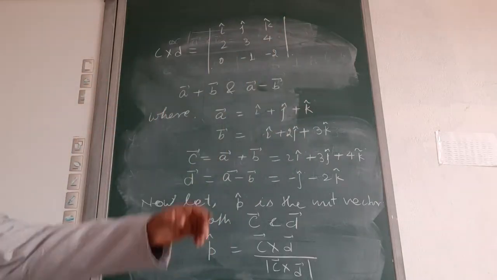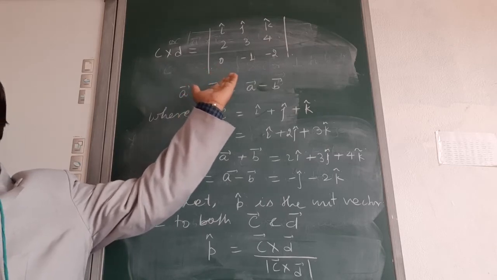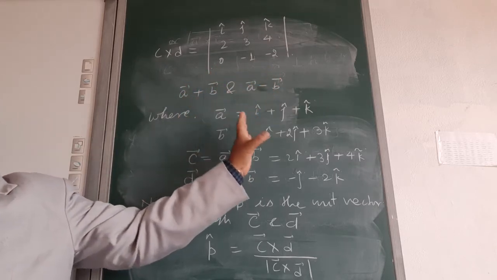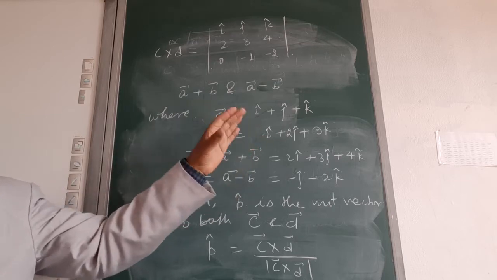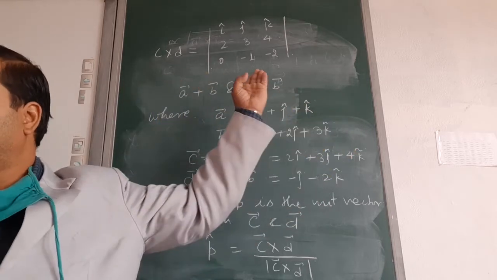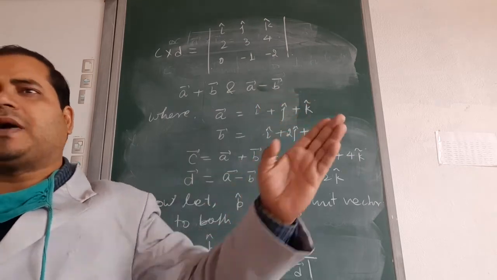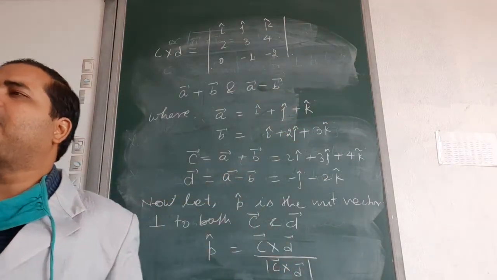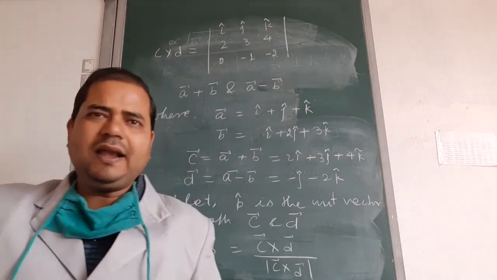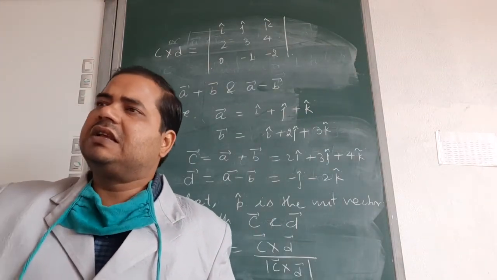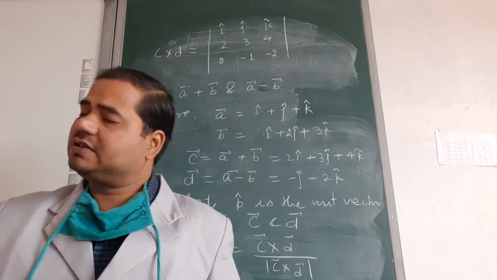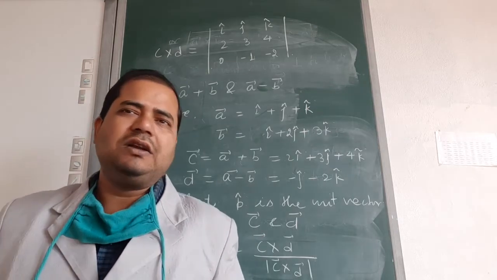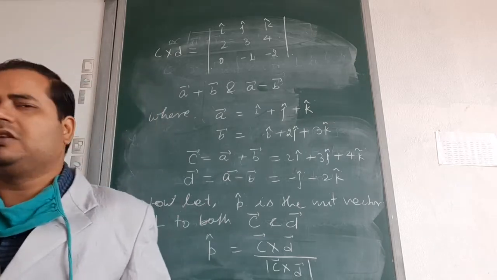Clear? So to find this one, I cap, then this row and this column, I cap, J cap, J cap, and then find the modulus of C cross D. Whatever C cross D is, you just find the modulus of that and put it here. You get the unit vector perpendicular to both A plus B and A minus B, that is C and D. So this is the most important question. So please do it.